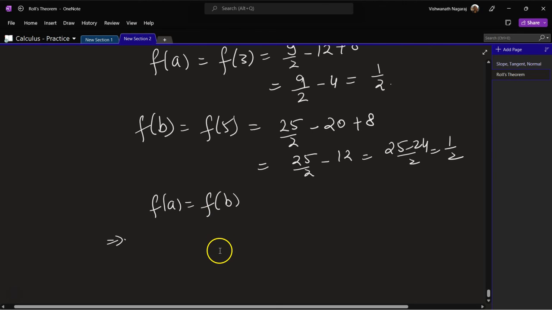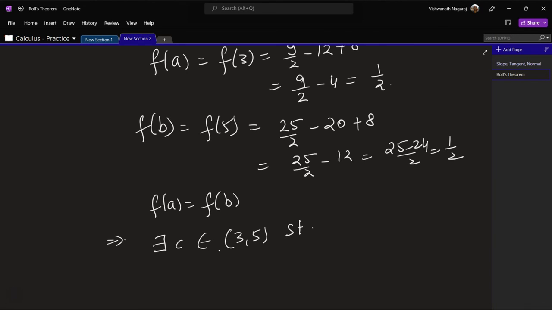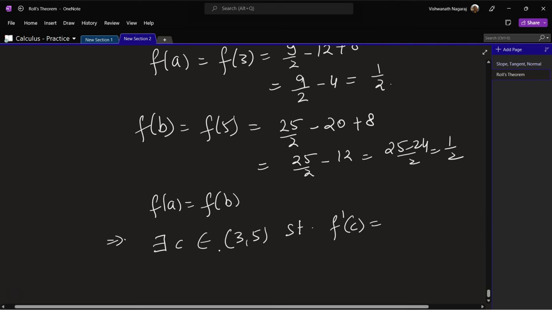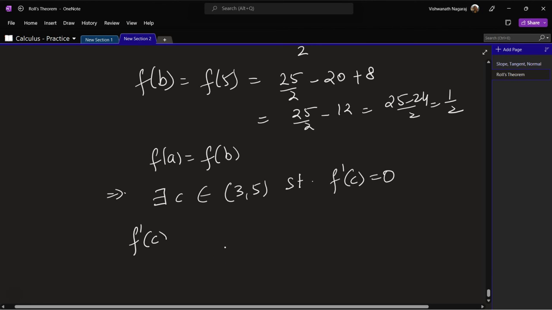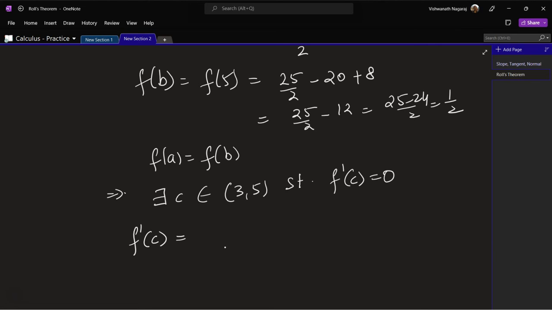which implies that there exists c belonging to the interval 3 comma 5 such that f prime of c equal to 0. So f prime of c is going to be, remember, this is x square by 2 minus 4x plus 8.